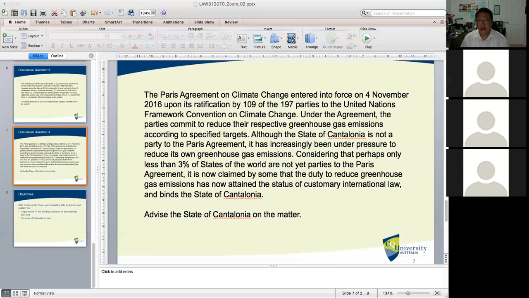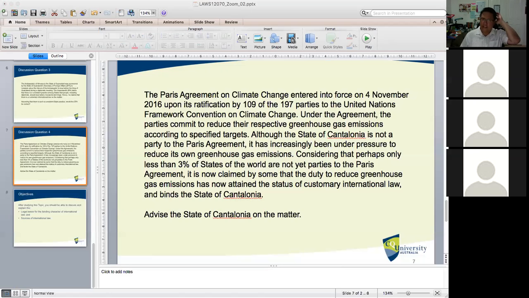And so we know the rule about customary international law. One of the rules is that there must be consistent state practice, and two, there must be a sense of legal obligation. Okay, so that's the rule. Applying the rule to the facts, the fact exists.